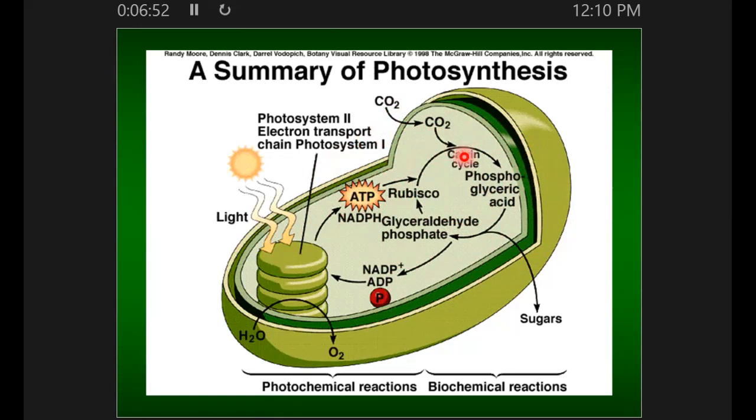How do they run the Calvin cycle? All right, so we'll be looking at that. And then you can see the payoff from the Calvin cycle is those lovely sugars, okay?